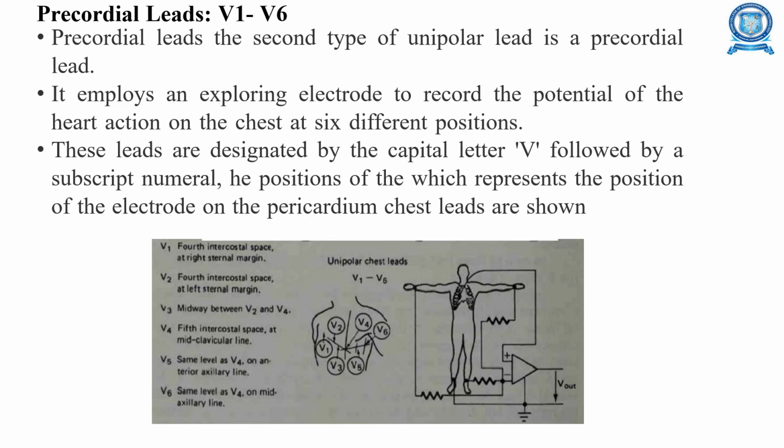Next are the precordial leads V1 to V6. The second type of unipolar lead is the precordial lead. It employs an exploring electrode to record the potential of the heart action on the chest at 6 different positions. So here is the diagram. V1 is at the fourth intercostal space at the right sternal margin. Like this, there are six positions.